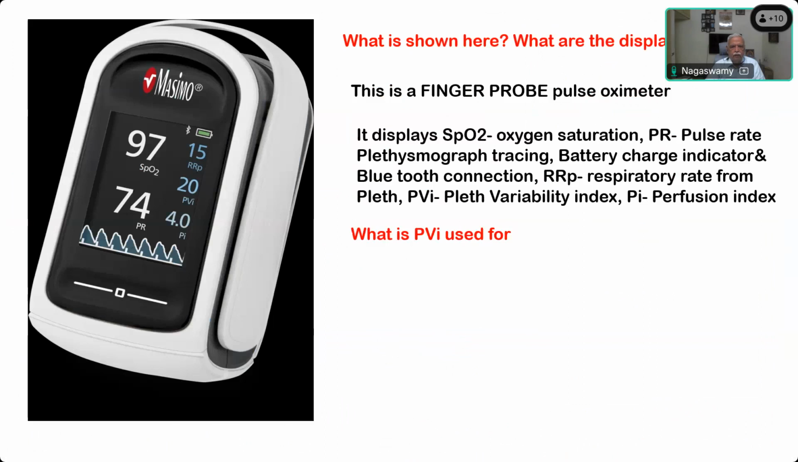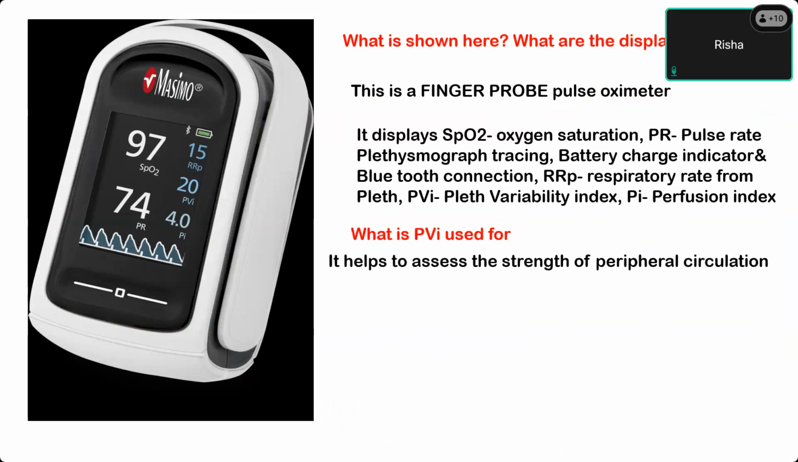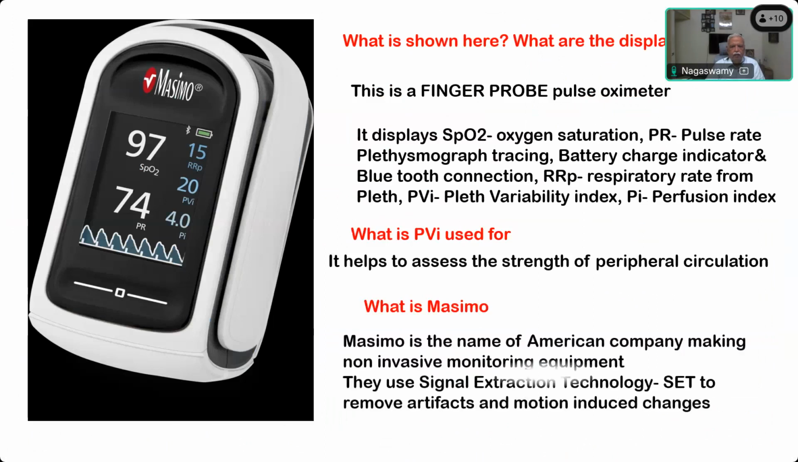What is pleth variability index and what is it used for? Used to assess fluid responsiveness. Perfusion index helps to assess the strength of peripheral circulation. What is Masimo? It is an American company making non-invasive monitoring equipment. They use signal extraction technology. That is what they are using to remove artifacts of motion-induced changes.